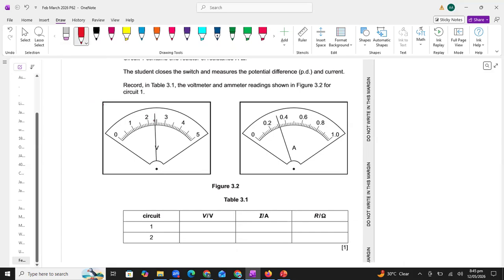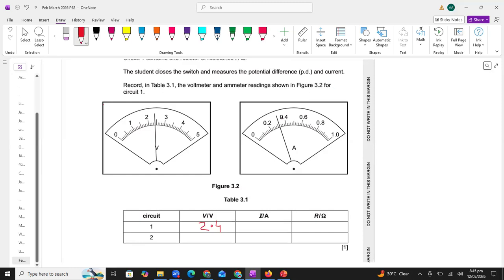How will we find the voltmeter reading? You can see this line is between 2 and 3, so this must be 2.4 volt. So the voltmeter reading is 2.4 volt. And what is the reading on the ammeter, students? Can you tell me?